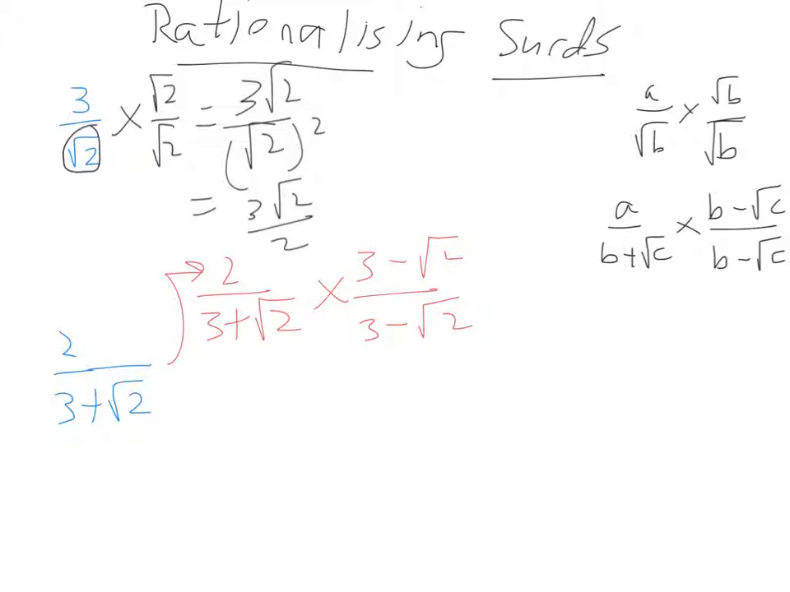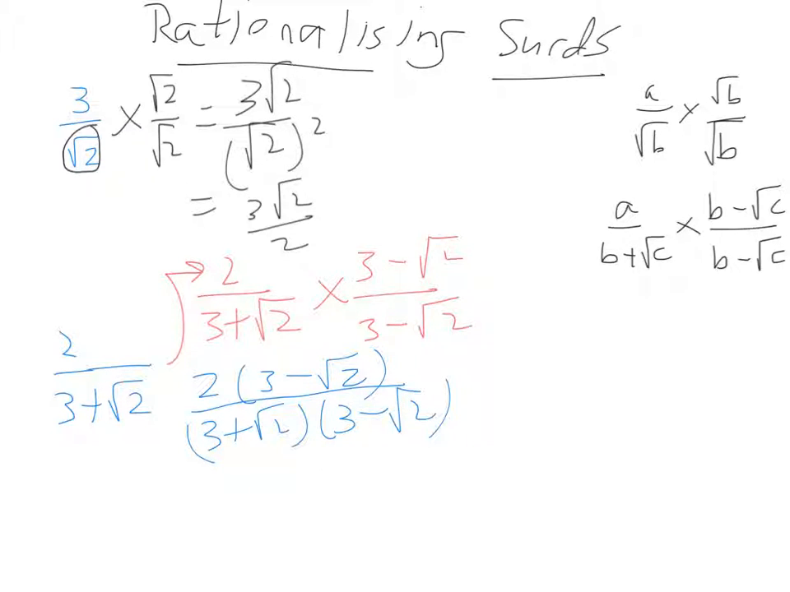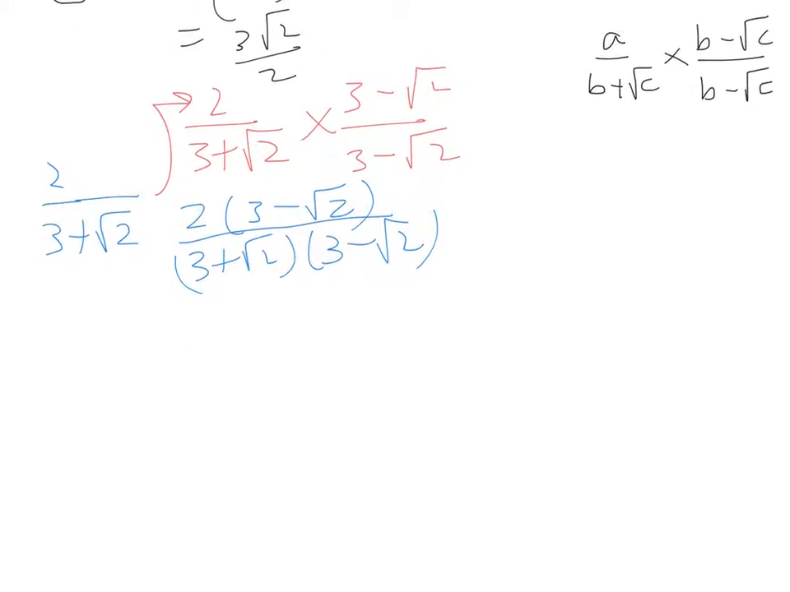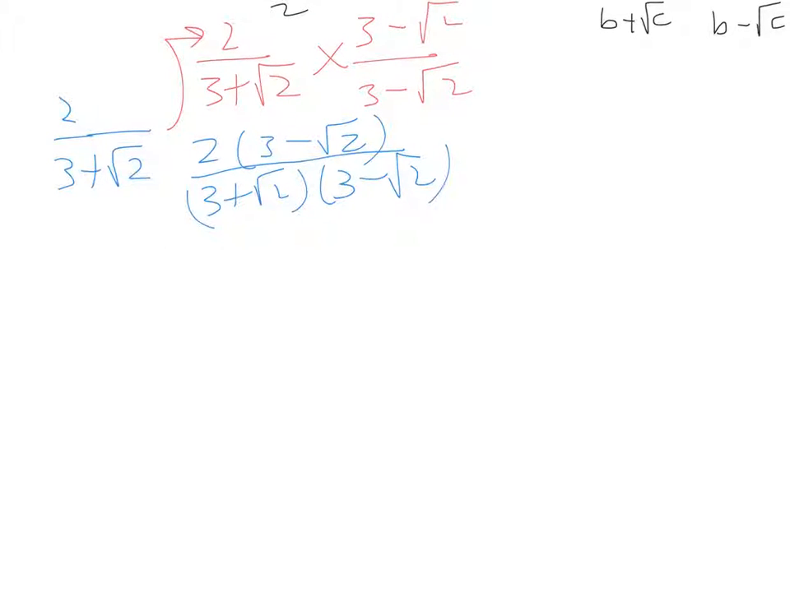From there, our next step, like we said in class, if we multiply fractions, we multiply the top and we multiply the bottom. So over here, we'll have 2 times 3 minus the square root of 2 over 3 plus root 2 times 3 minus root 2. Okay, and then from there, we need a little bit more space. Let's look at this with the whiteboard.